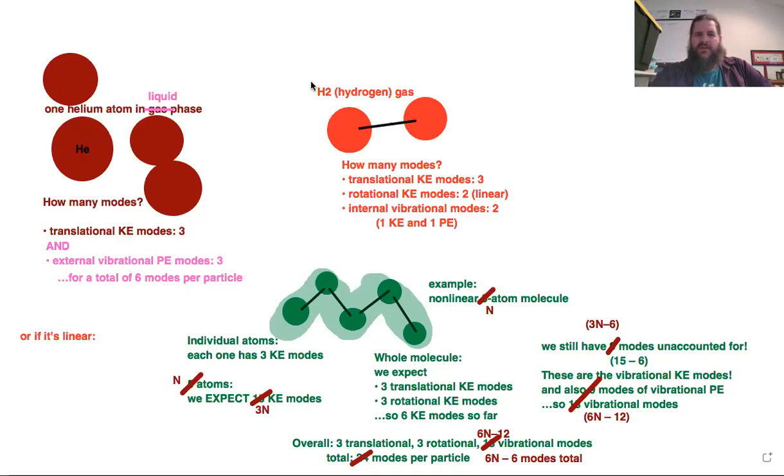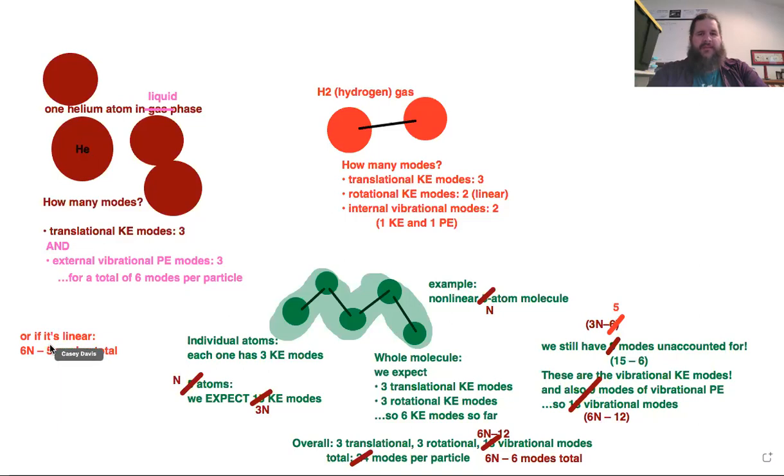So instead of 3n expected minus 6 already counted, we'd be taking 3n expected minus 5 already counted. So 3n minus 5 vibrational kinetic energy modes. Double that because there are also potential energy modes, so 6n minus 10. Add the 5 modes we'd already counted, and we get, yeah, 6n minus 5. So we can use that as a formula as well: 6n minus 5 modes total for a linear shaped molecule.